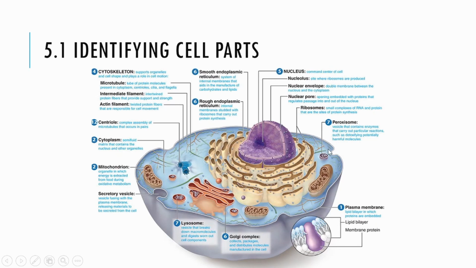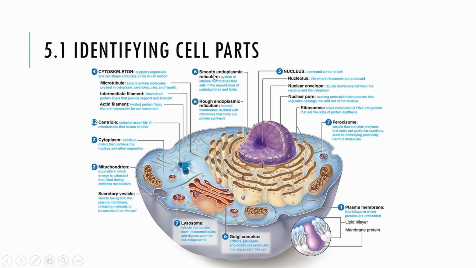We have a peroxisome, and this can help with detoxifying things. We have ribosomes. These little tiny dots you see there are ribosomes. We have the nucleus, which is this large purple piece, and within it we have a nucleolus, a nuclear envelope, and nuclear pores. Ribosomes are also hanging out with it.